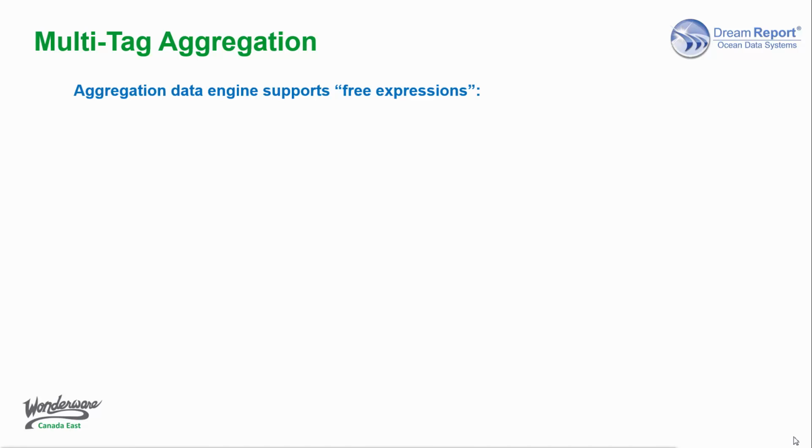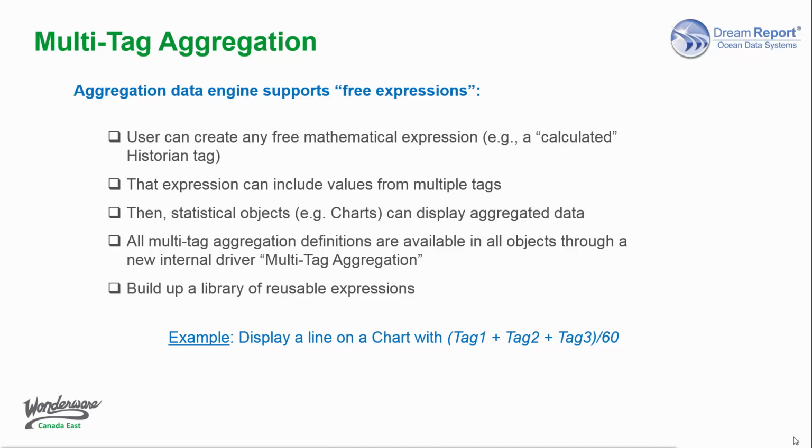The aggregation data engine allows you to create any free-form mathematical expression based on one or more historical, real-time, or calculated tag and reference it as a new tag. You might want to create a power calculation, for instance, based on several tags logged to your historian, and then display that power calculation on a periodic basis in a table or plot it on a line chart, as if it was a tag coming directly from your historian.